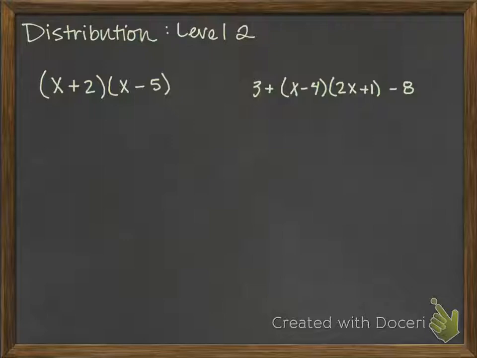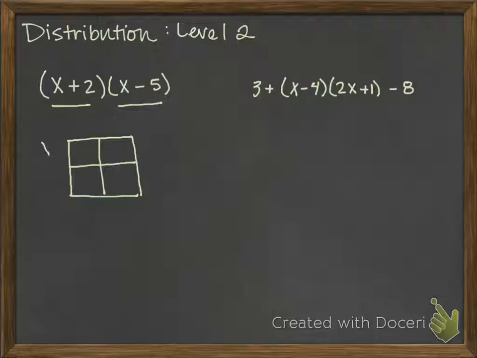Once again, with distribution, we can always use a generic rectangle to help us distribute out fully, because when we're multiplying terms, we need to make sure that we are multiplying every single term together and we're not missing one. So in the case of our first example, we are multiplying the quantity x plus 2, which has two terms, by the quantity x minus 5, which also has two terms. So for this, we are going to draw a 2 by 2 generic rectangle.